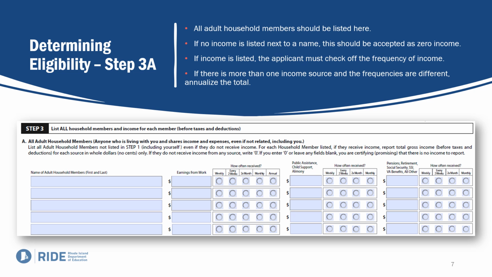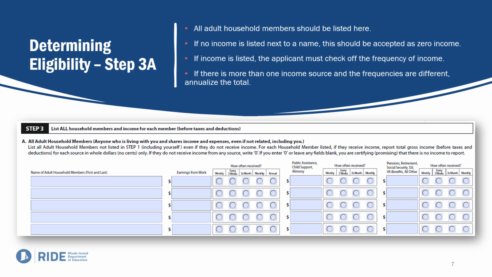Also, be aware of multiple types of income frequencies. For example, if one household member gets paid weekly and another household member gets paid monthly, you will need to annualize their incomes in order to come up with the total household earnings. This means you would need to multiply the weekly income by 52 and the monthly income by 12, then add those two numbers together, which would give you the total annual income for the household.